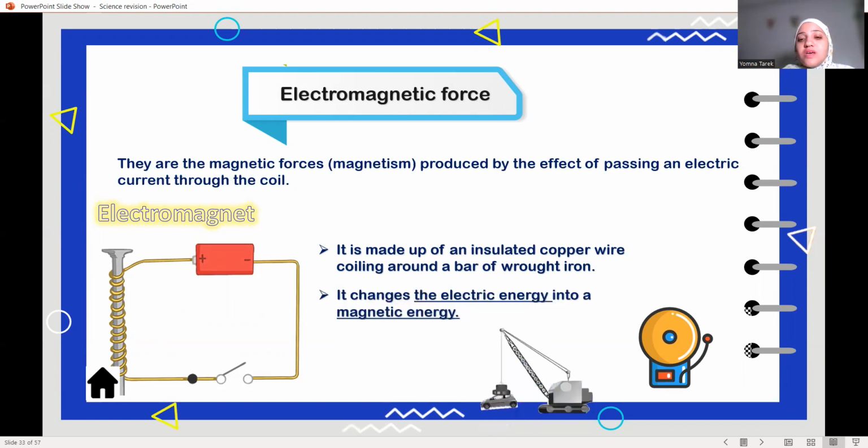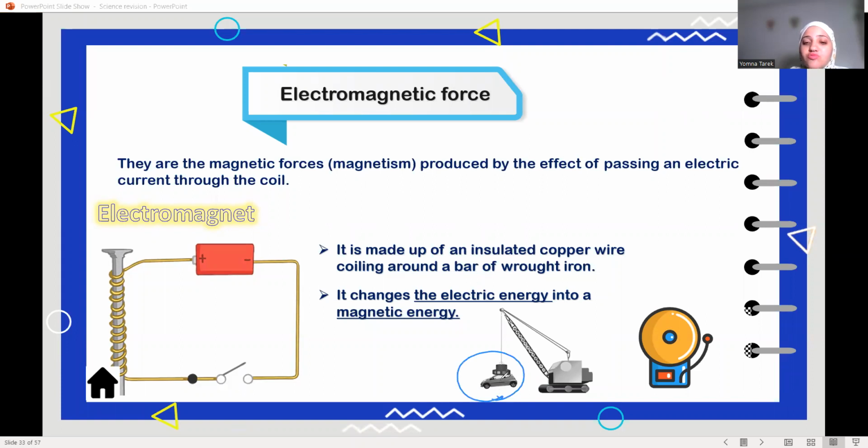And we use this in electric bells and also in electric winches because it changes electric energy into magnetic energy. So look here, this winch attracts the car when it has electricity. When it doesn't have electricity, it releases the car.